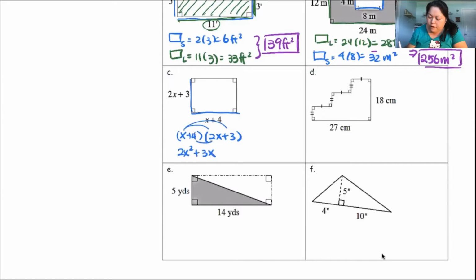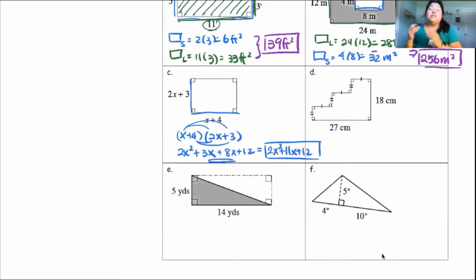And then now you take the 4 and also distribute it to everybody. So that gives me 8x plus 12. So you get a total area of 2x squared, combine your like terms, plus 11x plus 12. And that's it. There is no numbers for your area this time because you didn't start with numbers. You're not going to end with numbers, right? So you're going to have this variable like answer for your area.